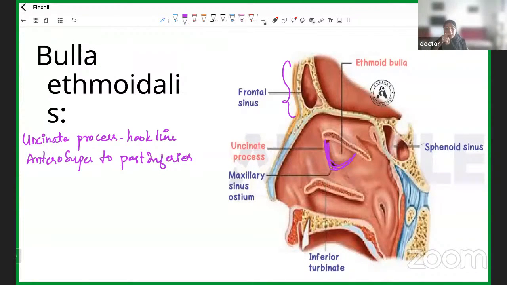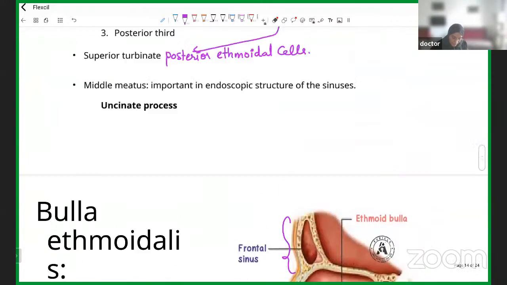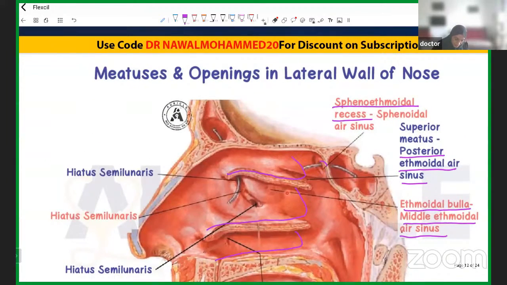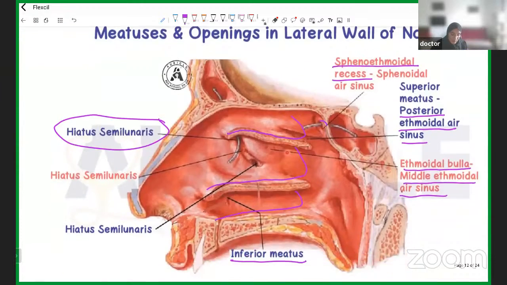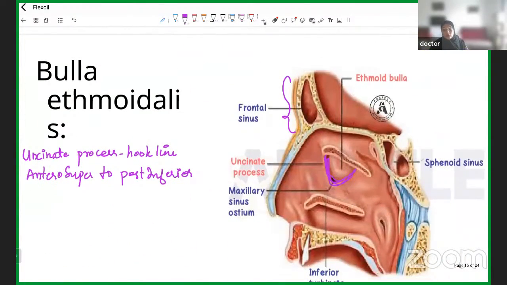All right. And the gap between the two is called the hiatus semilunaris, but we don't have it here. I think we have it in the first diagram. Yeah, see here. The gap between the two is called hiatus semilunaris. So the posterior superior border is sharp and it will run parallel to the anterior border. So this gap between the anterior and the posterior part is known as hiatus semilunaris. Just remember that uncinate process is a hook-shaped structure that runs in an anterior superior to posterior inferior direction, and it has a gap between the two, known as hiatus semilunaris, in the inferior part.